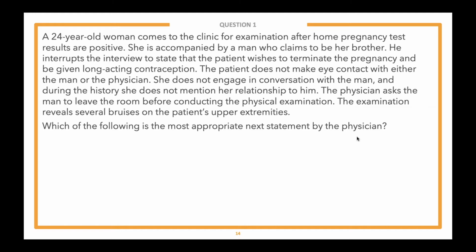The physician asks the man to leave the room before conducting the physical examination. The examination reveals several bruises on the patient's upper extremities. Which of the following is the most appropriate next statement by the physician?